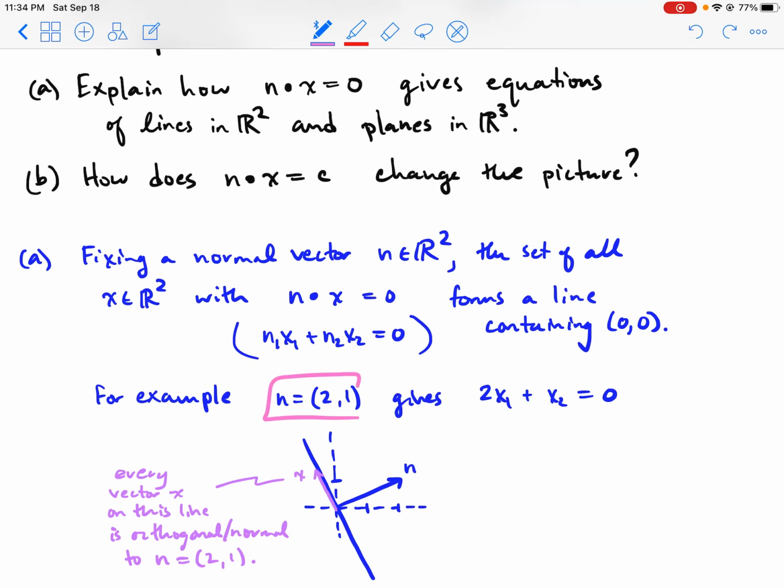For example, if n is (2, 1), it gives this explicit equation, 2x1 plus x2 equals 0, which becomes this picture. I drew n, and I drew the line, and then I labeled it: every vector x, like this purple vector, on this line is orthogonal or normal to n. That's why we called it n, and that's why we call it a normal vector.